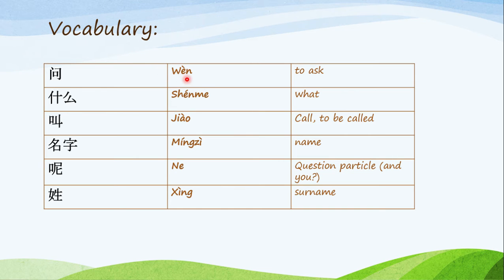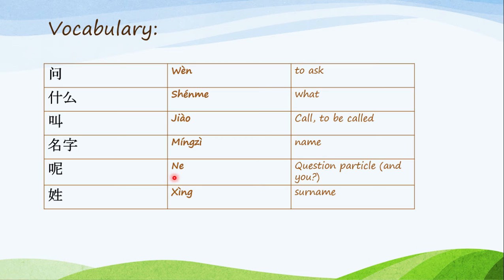问 means to ask. So if someone has a question, it'll probably be like 问题, meaning question. 什么 means what. 叫 means call or to be called. 名字 means name.